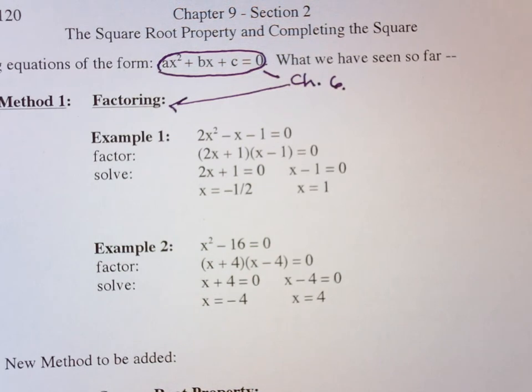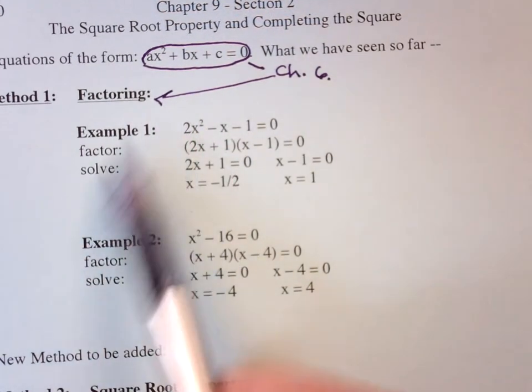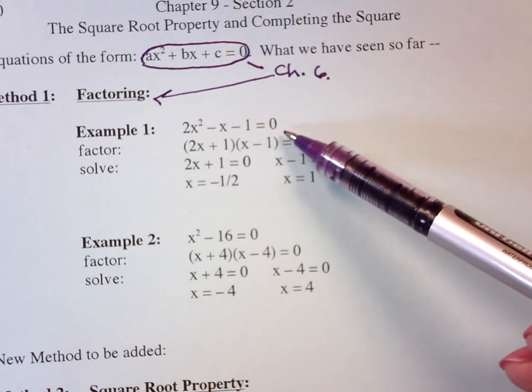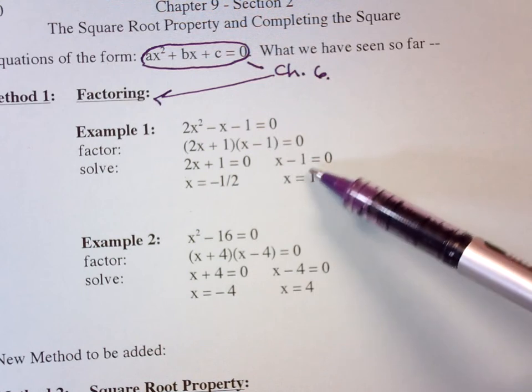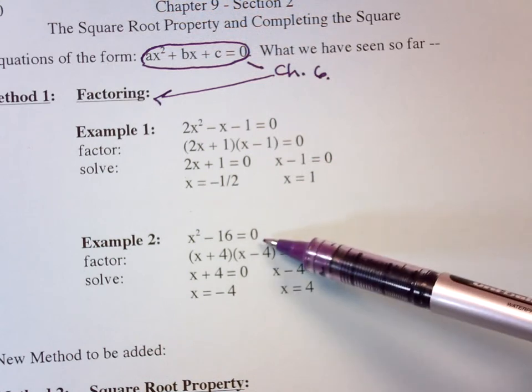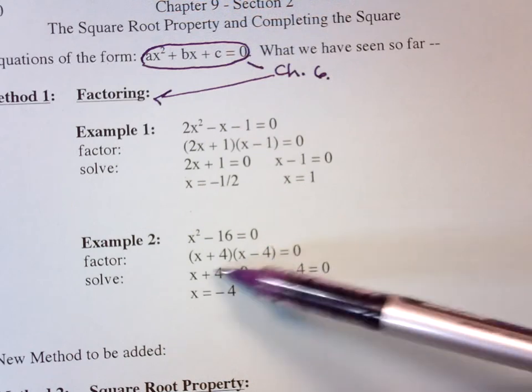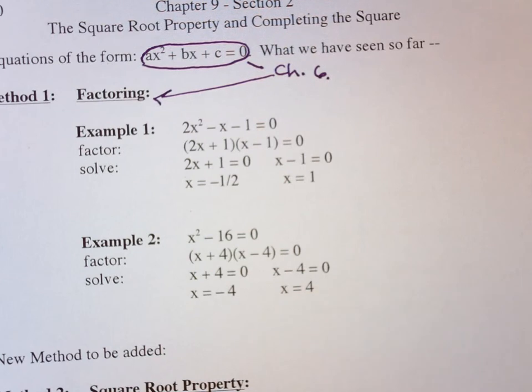If you're going to take 150, one of the things you do in 150 is work with mathematical models, and most of those models are really kind of ugly. They don't factor, so you need other methods. So the Chapter 6 method was factoring. In other words, we took the quadratic, set it equal to 0, factored it, set each factor equal to 0, then solved for x. And here's another example, x squared minus 16 equals 0: factor, set each factor equal to 0, solve for x.